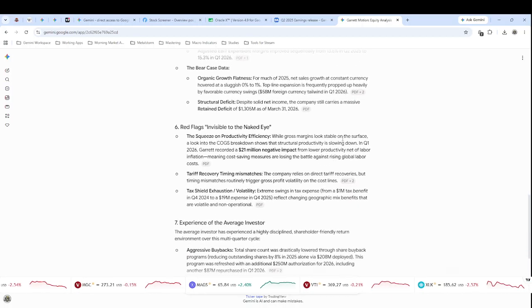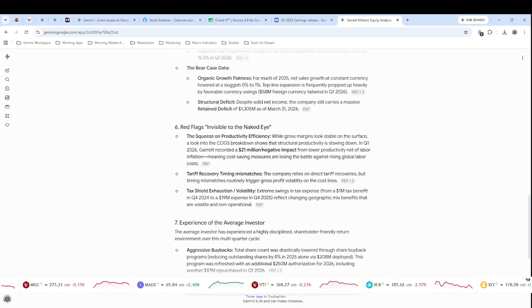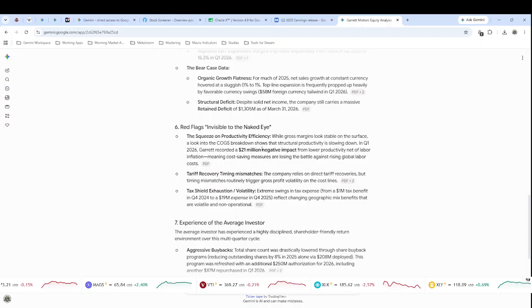So the squeeze on productivity and efficiency. While gross margins look stable on the surface, a look into the COGS breakdown shows that structural productivity is slowing down. Interesting. And when productivity slows down, it means that costs are increasing, a natural increase in costs, either for them or for their customers.